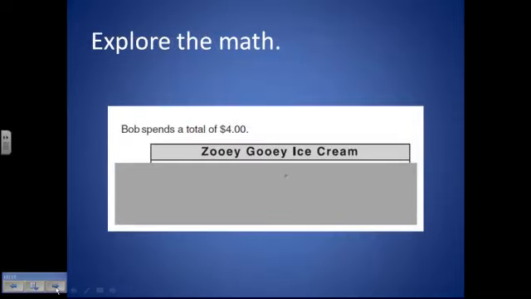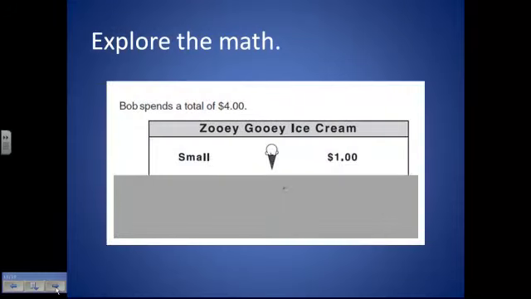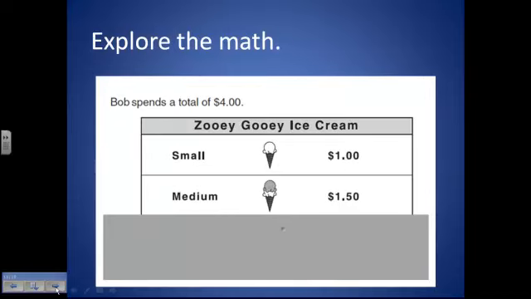So now we can take a little bit of time to explore the math. How much ice cream do you think you could buy with $4? Here's some information that might help you out. A small ice cream cone costs $1. So what do you think a medium ice cream cone might cost? There it is. A medium ice cream cone costs $1.50.